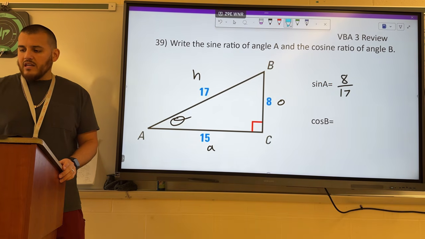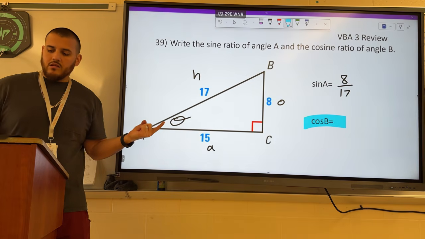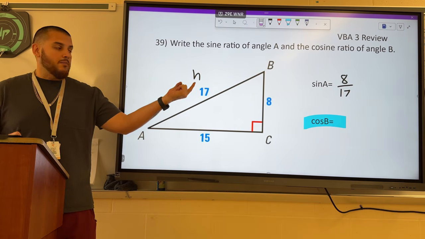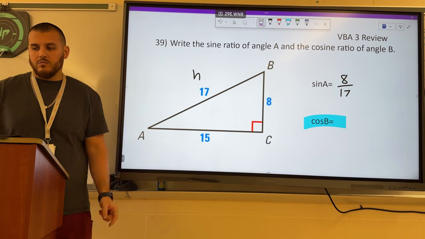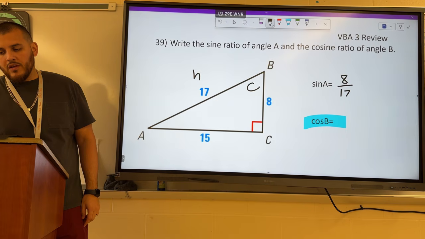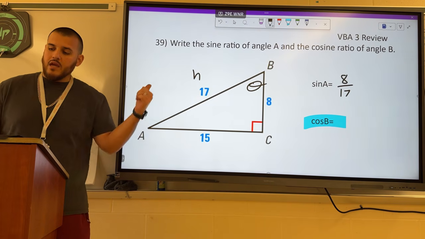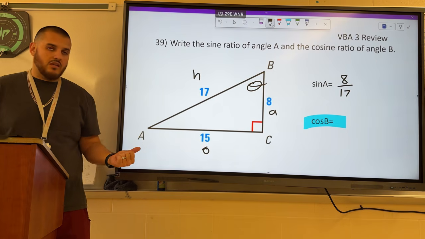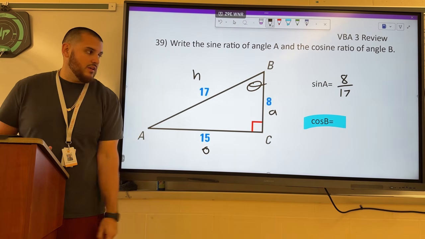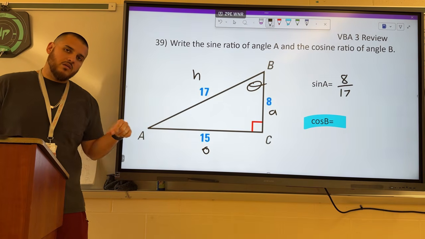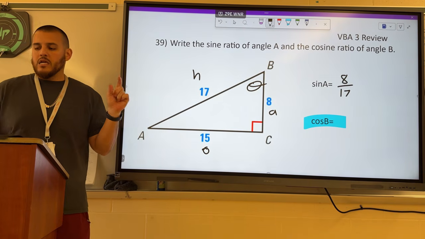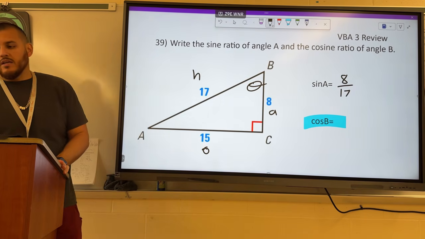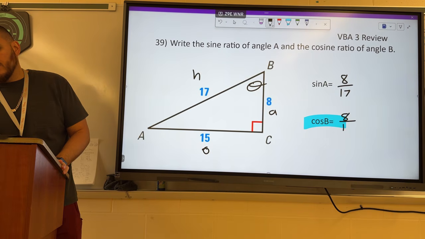For the cosine of B, we have to start this over because my sides are no longer going to be the same except for the hypotenuse. That's always the longest side across from the right angle. From the perspective of angle B, though, putting my theta at B, 15 is now the opposite side, and 8 is the adjacent side. 15 is the opposite of that given angle. So cosine, SOHCAHTOA, spelled with a C-A-H in the middle. That tells me the cosine ratio equals adjacent over hypotenuse. So that would be 8 over 17.